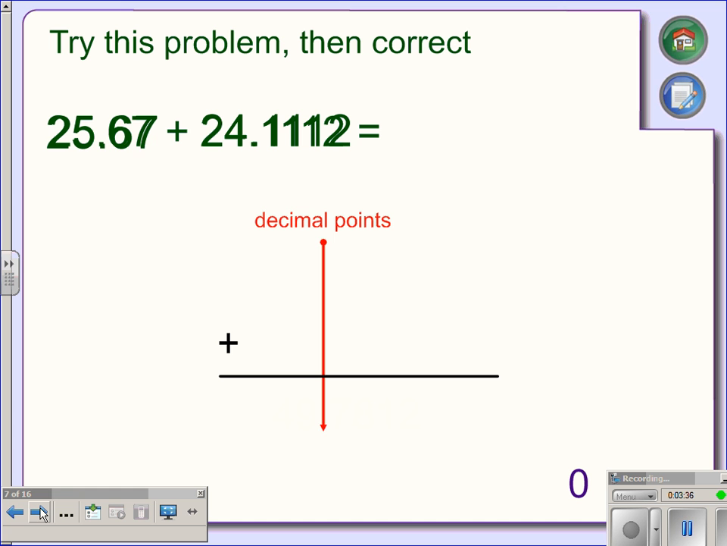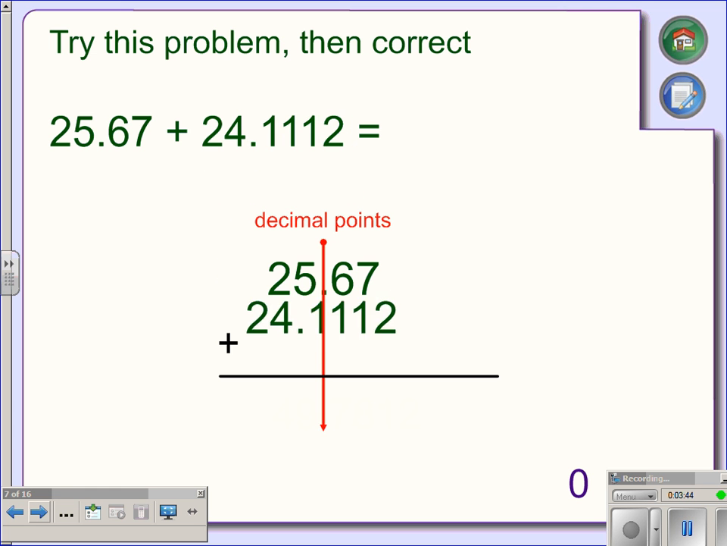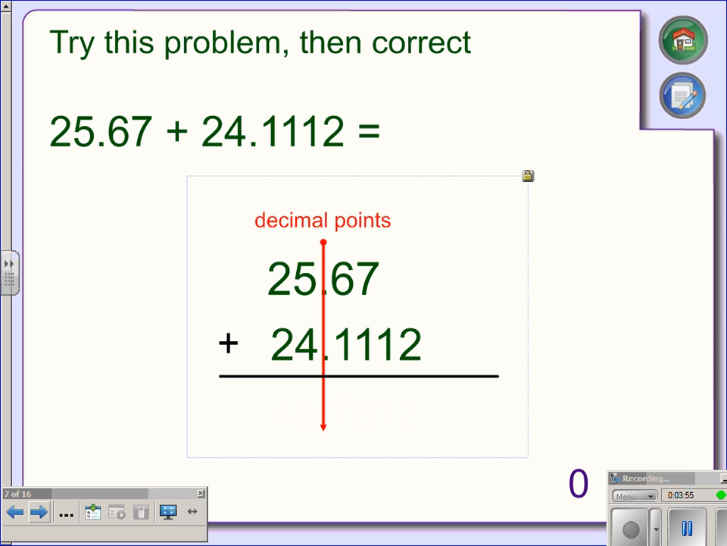All right, so when you line this up, 25 and 67/100 would have gone there with the decimal right there. 24 and 1,112 10,000ths goes underneath. Your decimals are lined up. You'll notice that we need to add some zeros into our placeholders because we do not have a 0 in either of those places. And you want to go through and add.